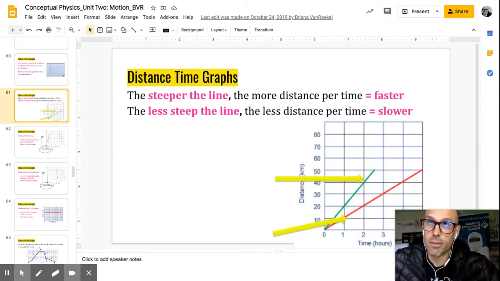I guess it's far if you're walking, but if you're in Star Trek going light speed, it's not very far, 20 kilometers. Okay, never mind.